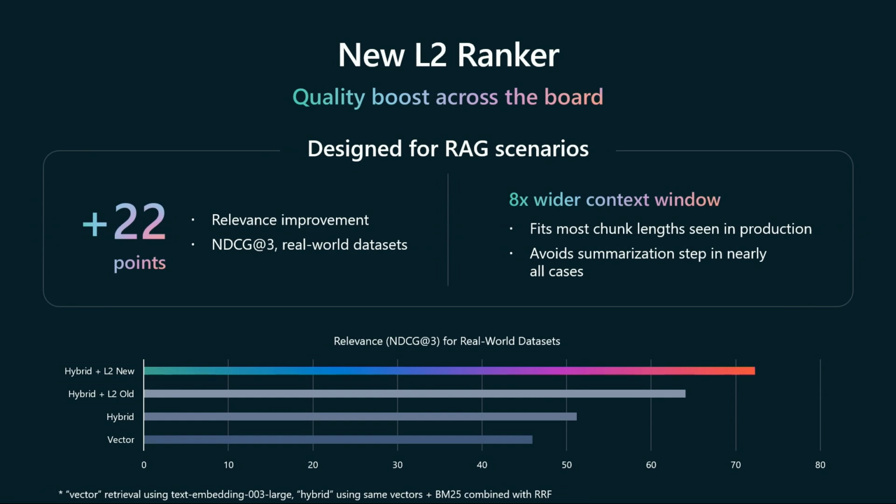So for example, one thing we learned is the chunk length distribution, like what are the typical documents we have to re-rank. And we adjusted the context window of the re-ranker to fit the vast majority of these chunks entirely. So that means we don't have to do summarization steps that both affect performance but also lose information. So we made the context window of the re-ranker about 8 times wider, and that allowed us to fit, again, in nearly all cases, the whole chunk in the re-ranker. That means we don't lose any information, and we don't take any extra steps to get the re-ranking done.